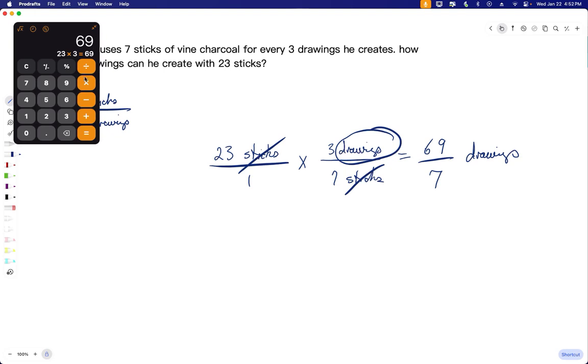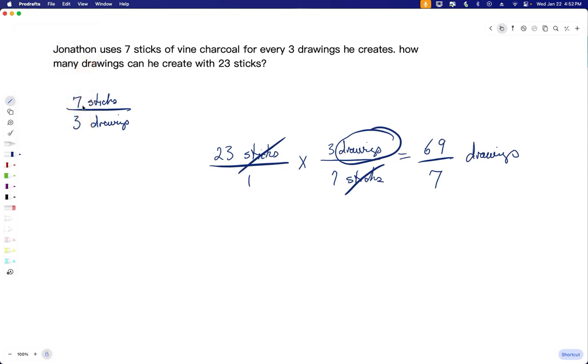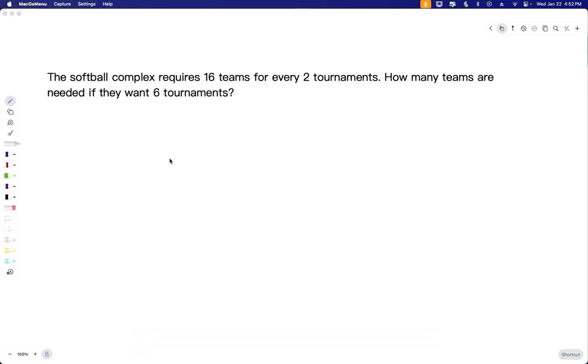Can we divide 69 by 7? No, we can't. When I say we can't, I mean it's not a whole number. So because we can't, we leave it as a fraction. This is the answer I'm looking for. 69 over 7.